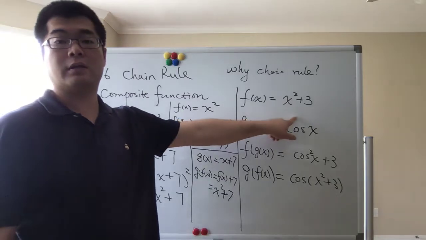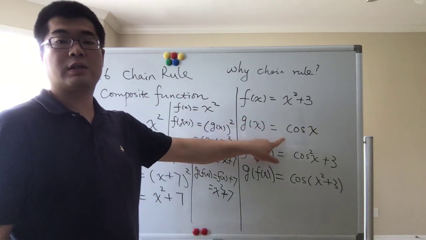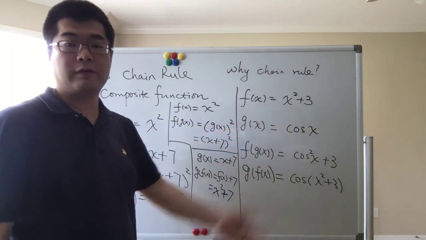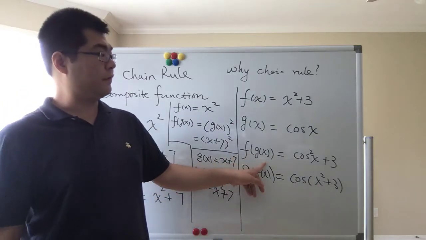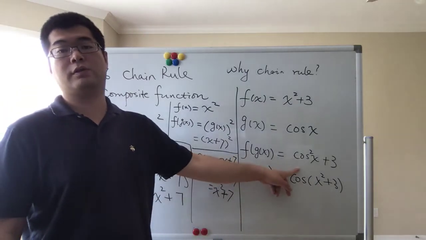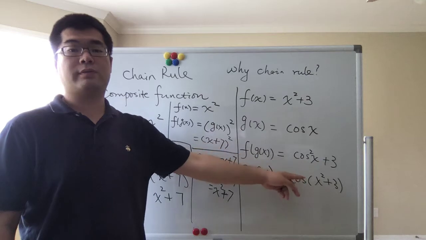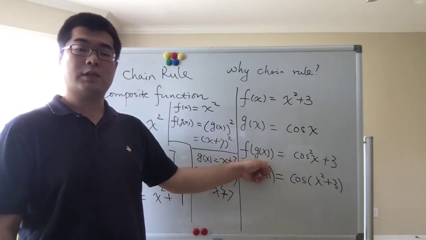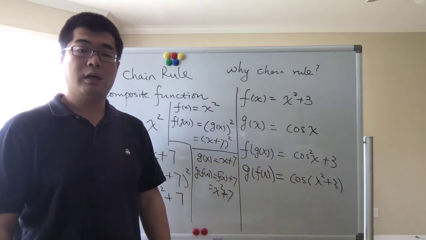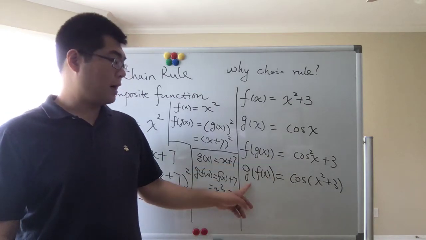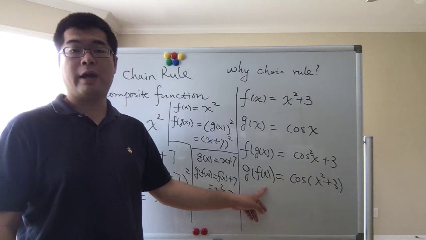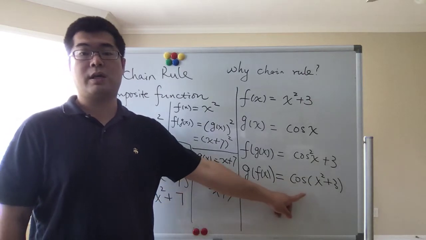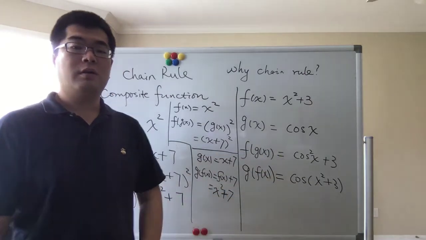f of x is defined here, x squared plus 3. g of x is cosine of x. So f of g of x, as we just talked about, equals cosine squared x plus 3. And again, f is the outside function, g of x is the inside function, okay? And similarly, if we were asking what is g of f of x, it's cosine of x squared plus 3.